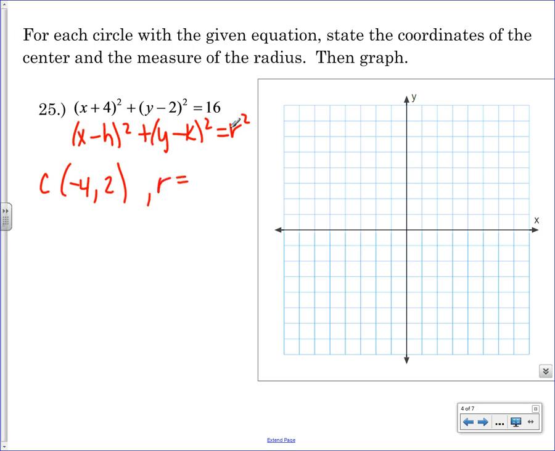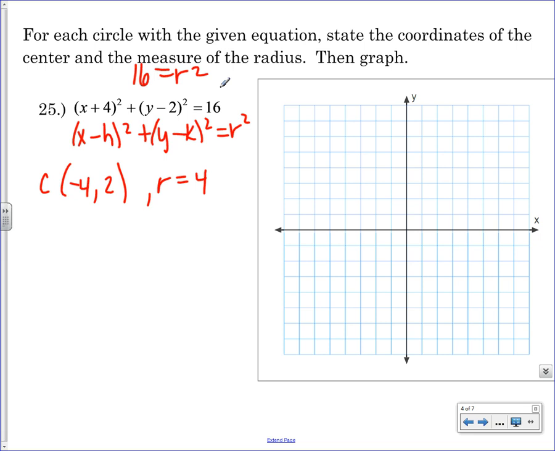Nope, 4, right? Square root both sides. If you don't get that, actually write it down. Those are the same, right? Square root both sides, you get plus or minus 4. Negative 4 doesn't make sense, so just positive 4. Are we okay? So the center of my circle is at negative 4, 2, and my radius is 4.